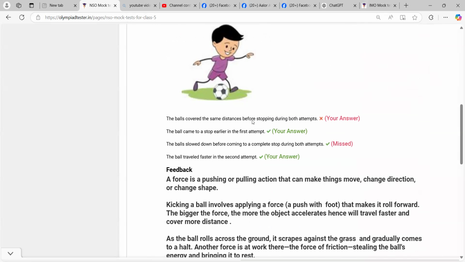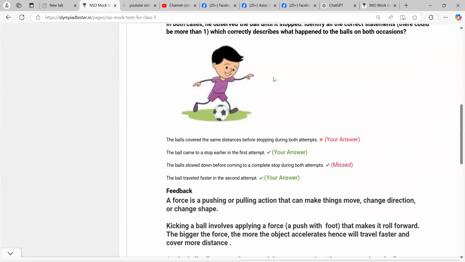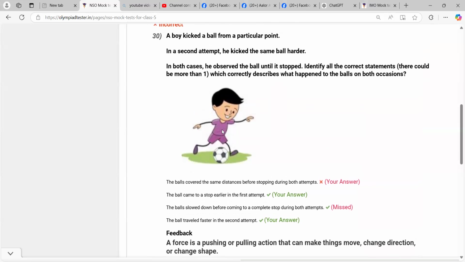Okay, let me first justify why the second and fourth points are correct. Why is the second point correct? Because in the first attempt, the boy kicked the ball, but not as hard as in the second attempt. So it will come to a stop earlier than in the second attempt. And in the last, the ball travels faster in the second attempt. Why? Because in the second attempt, he has kicked the ball harder. So these two points are clear.